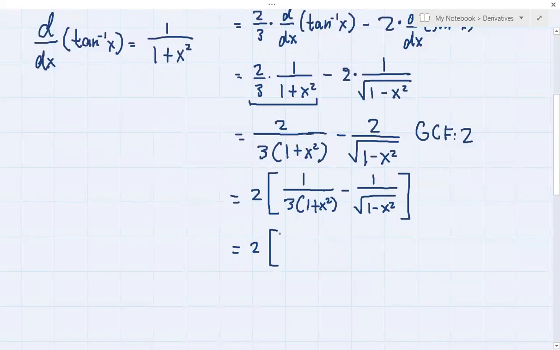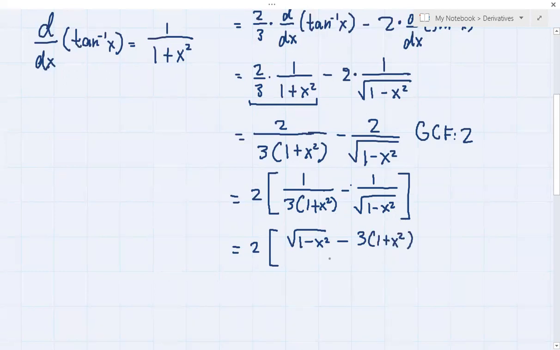So, to go straight forward, sasabihin ko na nga lang kung paano yung butterfly technique. Una, i-cross multiply mo sila. So, cross multiply natin yung 1 at saka yung square root ng 1 minus x squared. So, 1 times the square root of 1 minus x squared magiging square root of 1 minus x squared. Tapos, copy mo yung operation nila sa gitna. So, may minus ka. The next, 3 times quantity 1 plus x squared times 1, so magiging 3 times quantity 1 plus x squared.